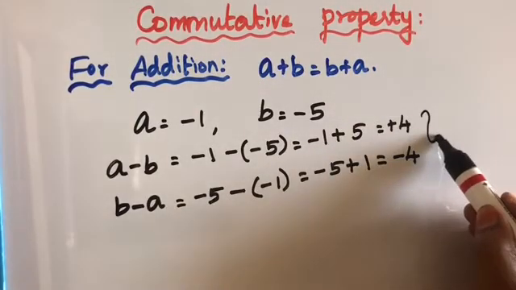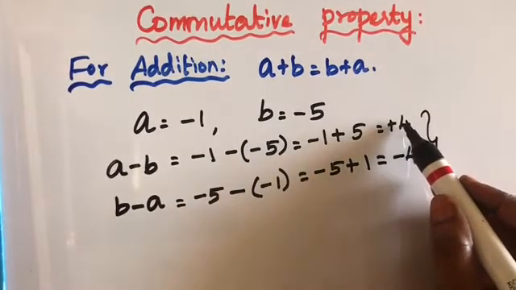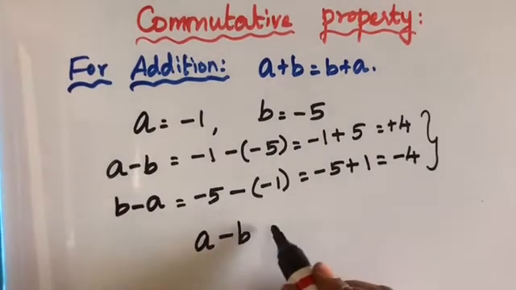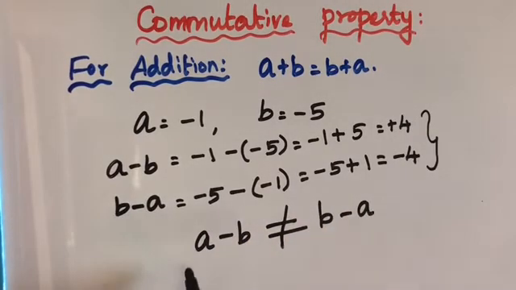Are these two values equal? No, it is positive 4 and it is negative 4. So, a minus b is not equal to b minus a. So, subtraction does not satisfy the commutative property. Similarly, the subtraction on integers does not satisfy the associative property. So, only the closure property we can prove for subtraction, not the commutative property and also not the associative property.